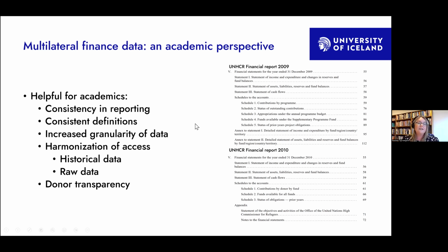But what is extremely helpful for us is this consistency in reporting. If we're seeing money coming into the organization or going out of the organization, we want consistency across time in how that happens. I've put up here on the screen screenshots from the UNHCR financial reports in 2009 and 2010. What you will see here is that this annex to statement 1, the detailed statement of income and expenditure by fund, region, country, territory, is no longer there in 2010.